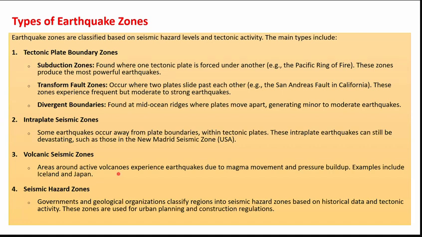So we also have what we call the seismic hazard zones. These are places that government and geological organizations have classified as regions into seismic hazard zones.